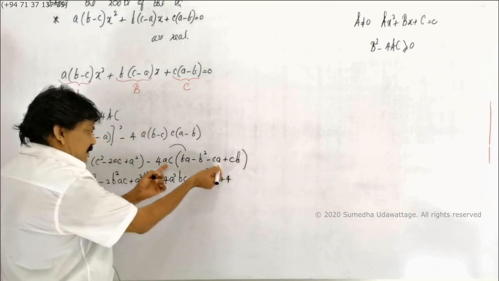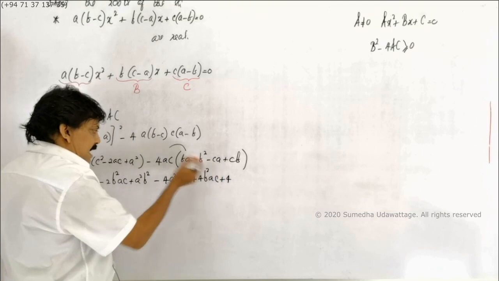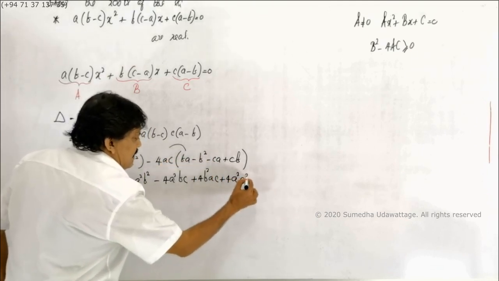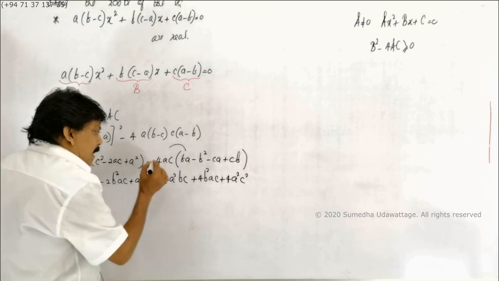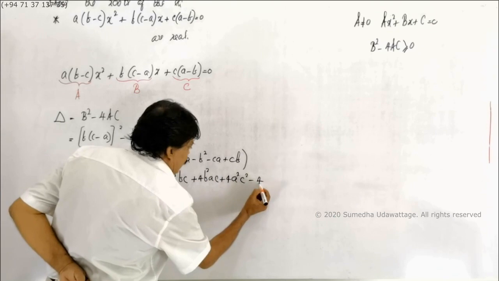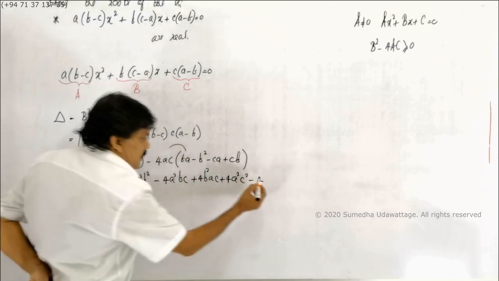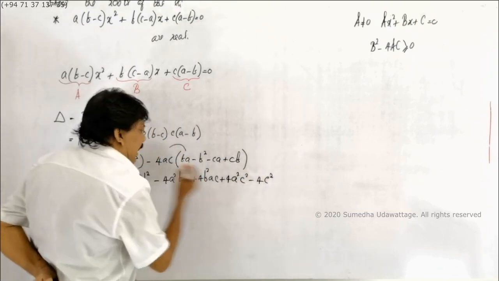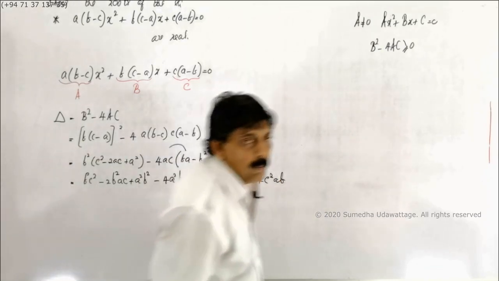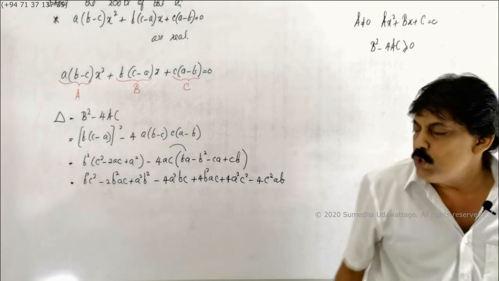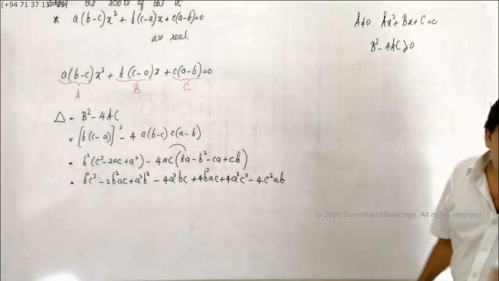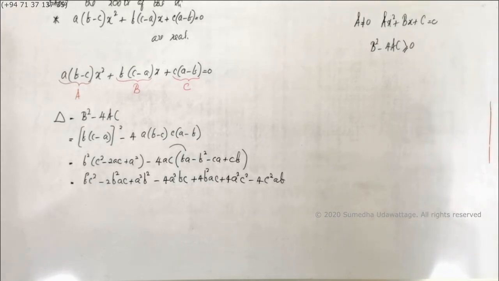These two values multiplied, you get a square c square, minus 4ac into b times c into c, which would be minus 4c square ab. Now we want to show that this expression is positive.